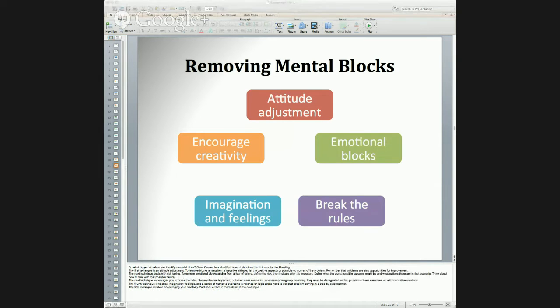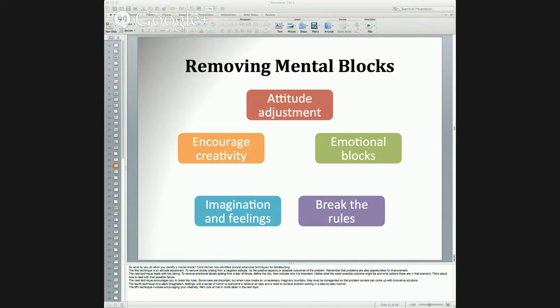Next, we move into removing mental blocks. So what do you do when you identify a mental block? Carol Gorman has identified several structured techniques for block busting. The first technique is an attitude adjustment to remove blocks arising from a negative attitude. List the positive aspects or possible outcomes of the problem. Remember that problems are also opportunities for improvement.